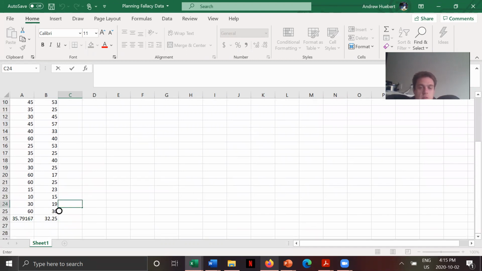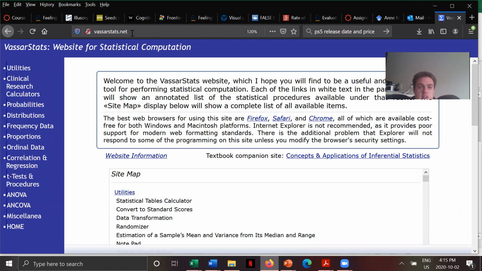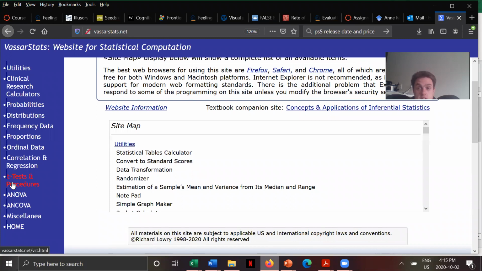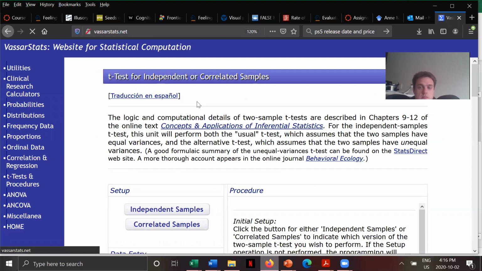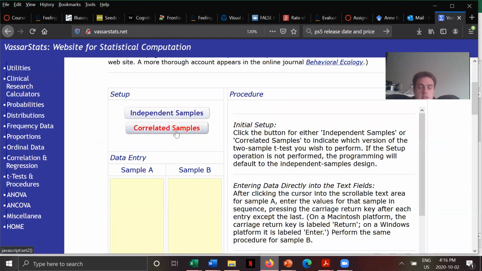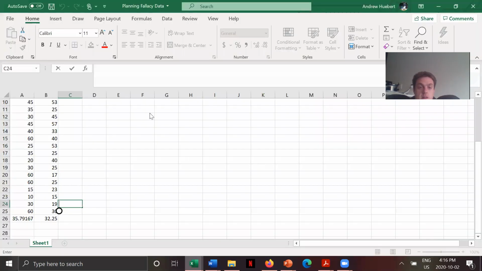Okay. So open up VassarStats.net. It's going to be just two conditions. So it's going to be t-tests, two sample t-tests, correlated, because remember, correlated means within subjects or repeated measures. Independent is for between subjects. Okay, so just copy one column at a time, but don't copy the means here.